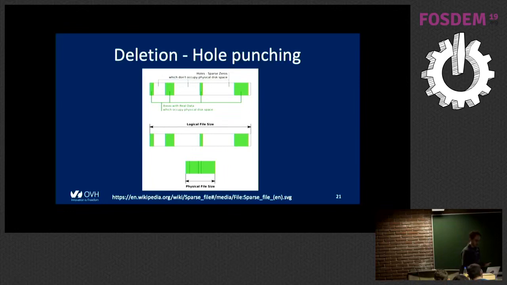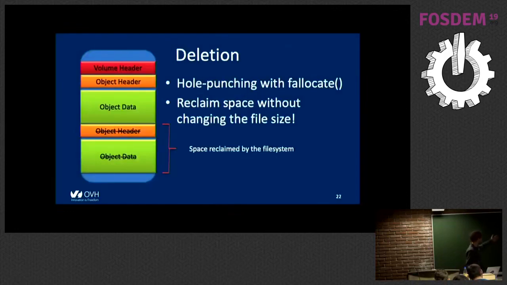So if we apply that to the layout we described before, whenever we want to delete an object, we just punch a hole over all this area. One constraint with that is that for data to be returned to the file system, you need to be aligned on 4 kilobyte boundaries. So we do align the beginning of each object on 4K boundaries.